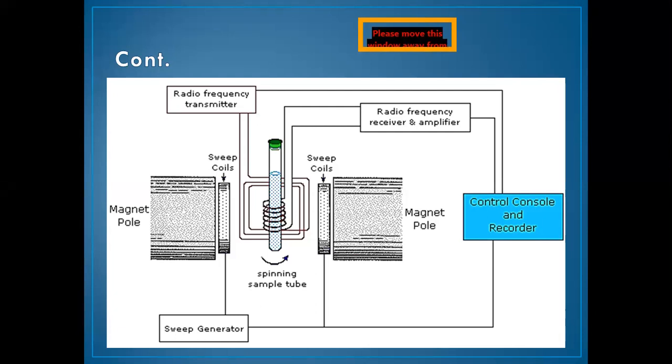The magnetic field is generated by a permanent magnet. Here you can see the poles of the magnet: the first is the south pole and the second is the north pole. Basically, it is a permanent magnet.